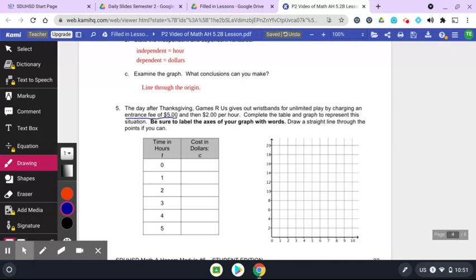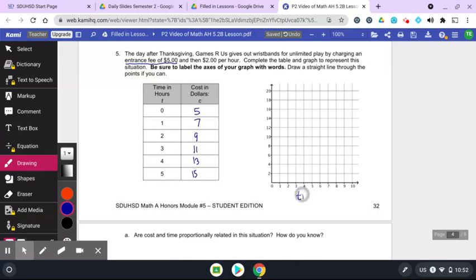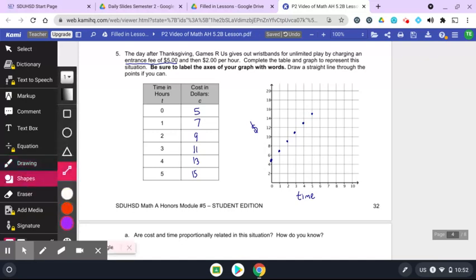At 0 time, I have to pay $5. And then $2 an hour. So at 1, I have to pay to get in, and then for an hour, so I'm at 7, and then 9, and then 11, and then 13, and then 15. When I graph this, I see that although it is a line, it will not go through the origin because it's starting at 0, 5, not at 0, 0. So although it lines up, it doesn't go through the origin.